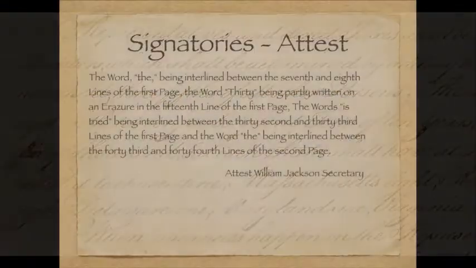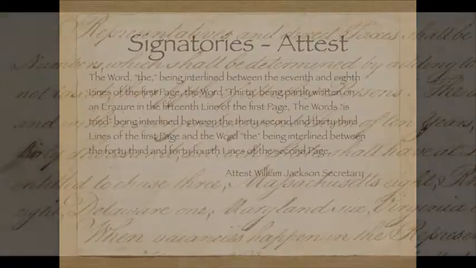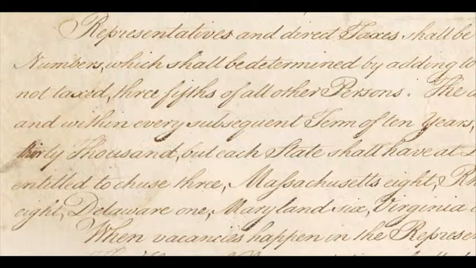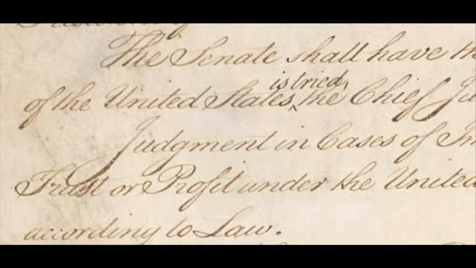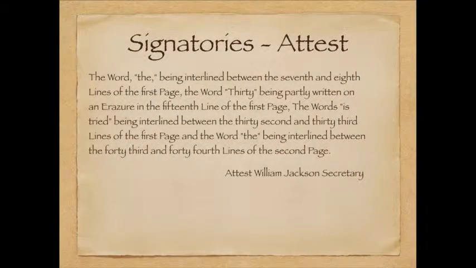And then there's another one here. It says the words "is tried" being interlined between the 32nd and 33rd lines of the first page. So let's take a look at that. Here's the 33rd line of the first page, and this is actually it. You can see the word "is" in the second line in this picture where I've enlarged it. It says the Senate shall have, and the second line says of the United States is tried, the chief. So you see the words "is tried" have been inserted, the two words. So this is what they do. And there was one more error.